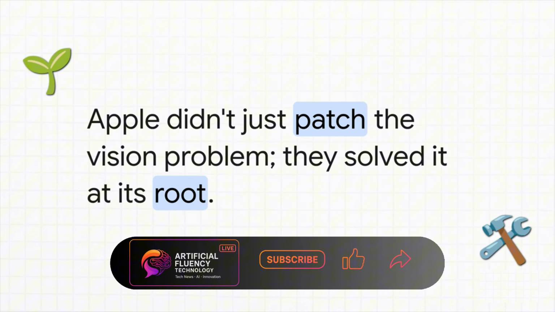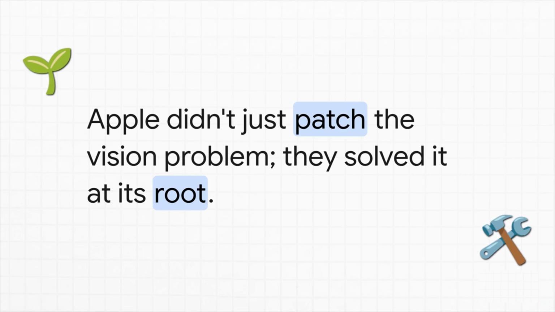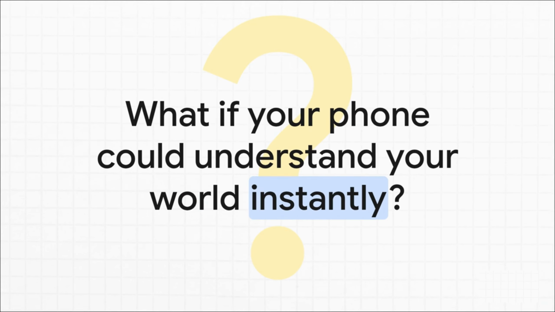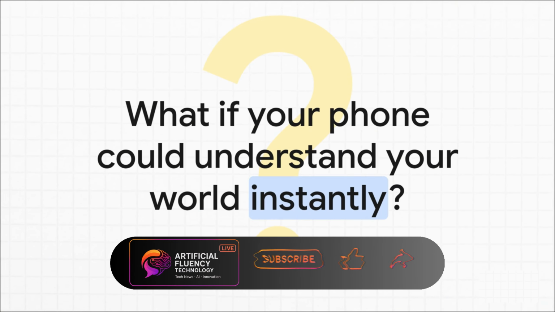So, the big takeaway here is this. By brilliantly combining the best of different AI approaches, Apple didn't just put a Band-Aid on the AI vision problem. They solved it at its root. They've basically set a whole new standard for how fast, how efficient, and how powerful AI vision can be, right there on your device. And that leaves us with one final and really exciting thought.